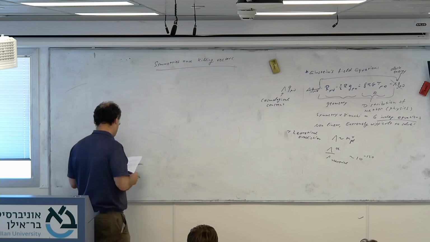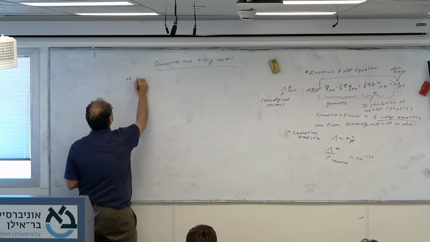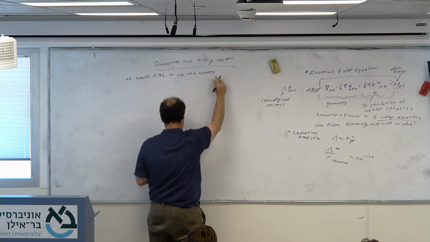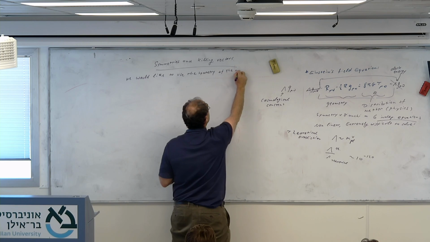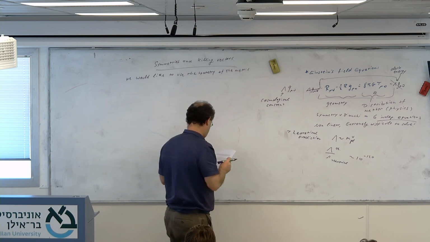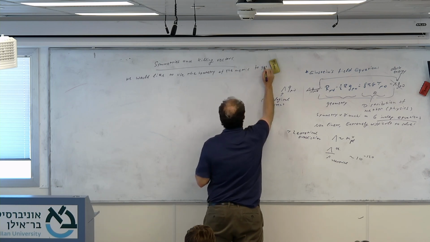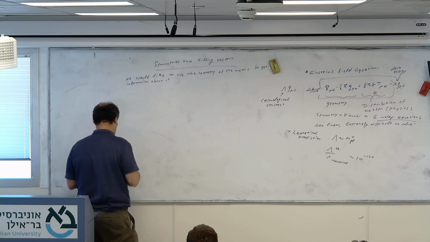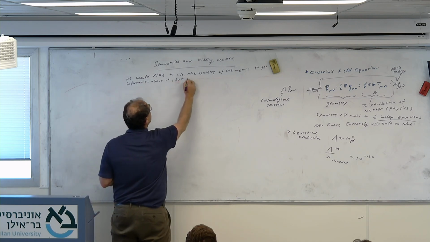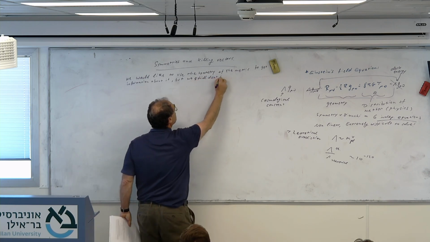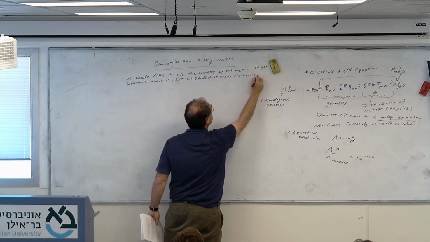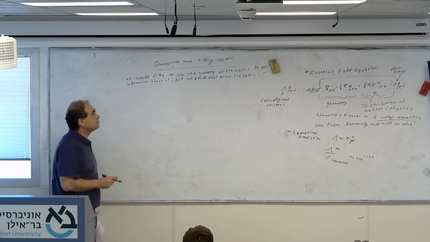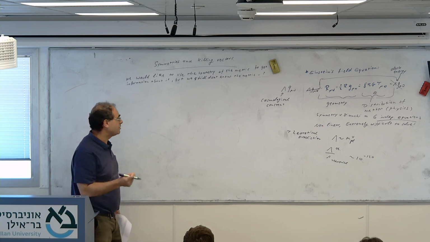So the question we have is something along these lines. We would like to use the symmetry of the metric to get information about it. But we still don't know the metric. So what do we do? What we really want is to write down the symmetry in a way which is coordinate independent, so it's independent of the metric.